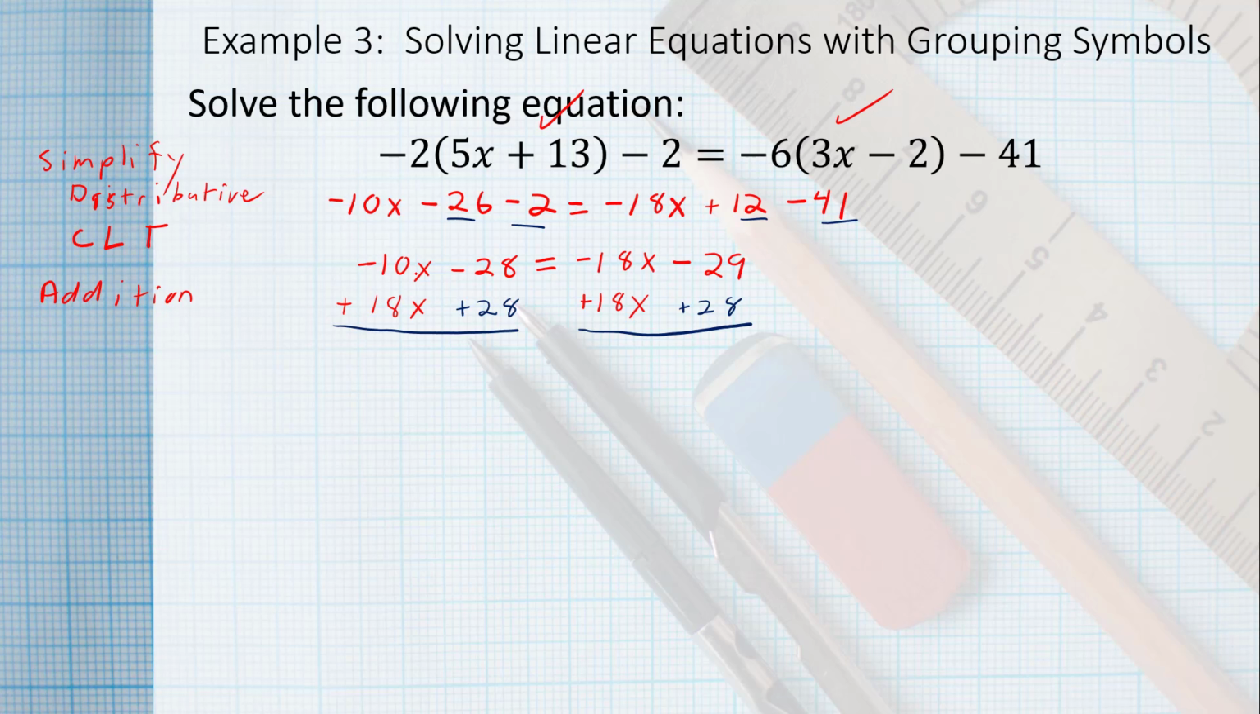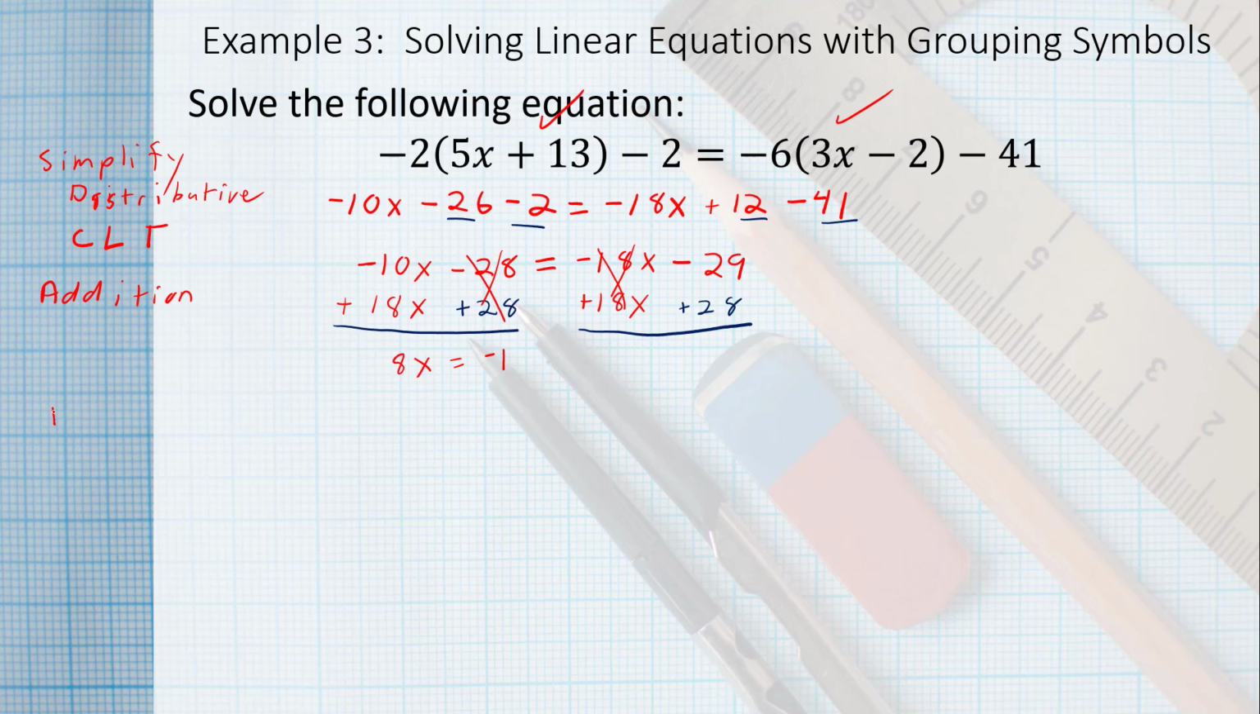Okay, now doing the addition, we have negative 10 plus 18. That is 8x. 28 minus 28, they cancel. That's going to be equal to 18x minus 18x. They cancel. And then negative 29 plus 28 is going to be equal to negative 1.